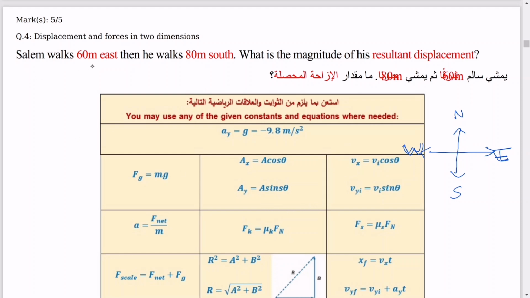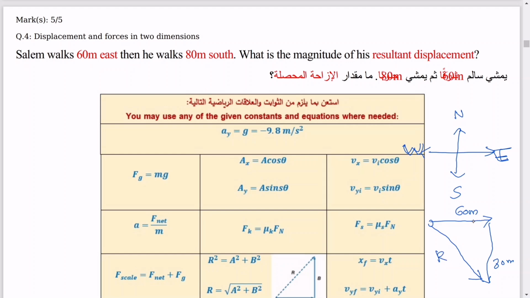So Salim walks 60 meter east, and then walks 80 meter south. What is the magnitude of the resultant displacement? Resultant displacement will always be from the starting point to the end. So this is the resultant displacement.